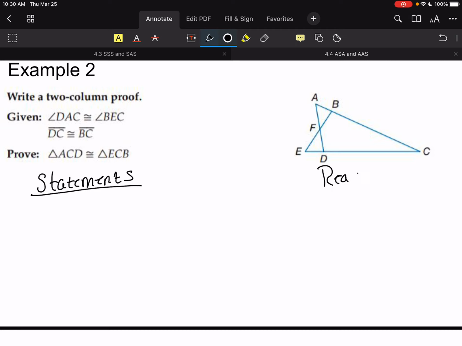Statements, reasons. And this time we're told that DAC, so this angle here, is congruent to BEC, which is this angle down here. And we're also told that DC is congruent to BC. So DC, which is this side here, is congruent to BC, which is that side over there. It's kind of hard to tell these two triangles apart, so I'm going to highlight them in a different color so we can see what is going on here.